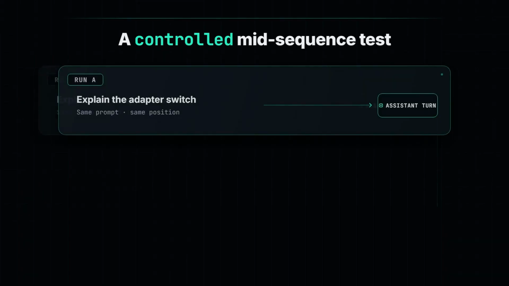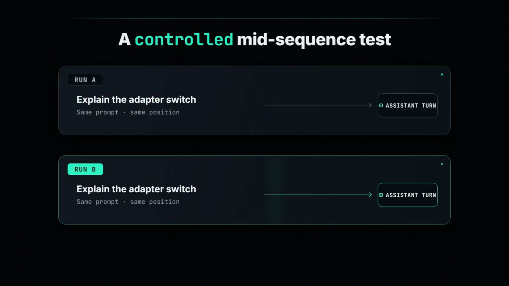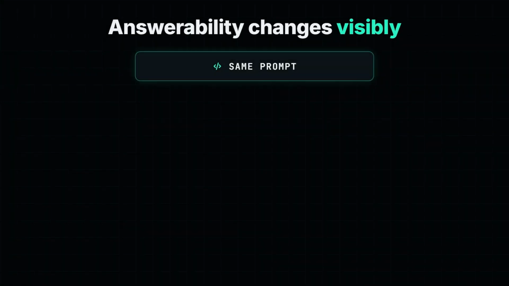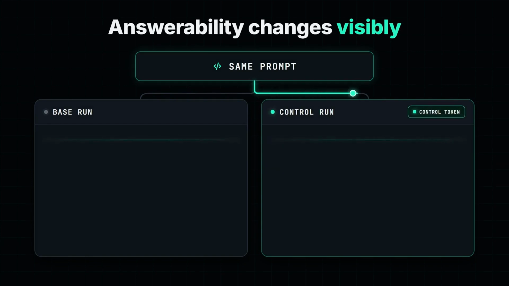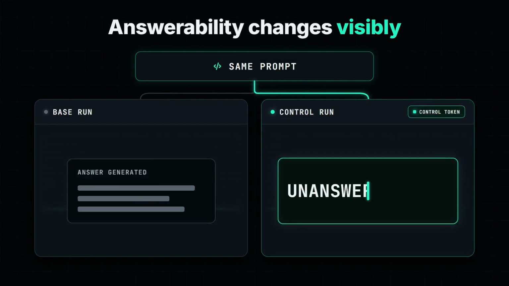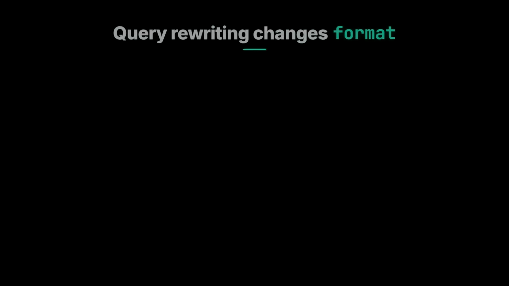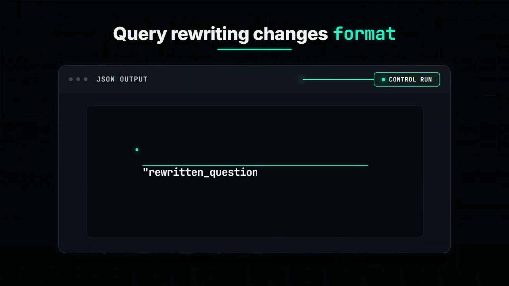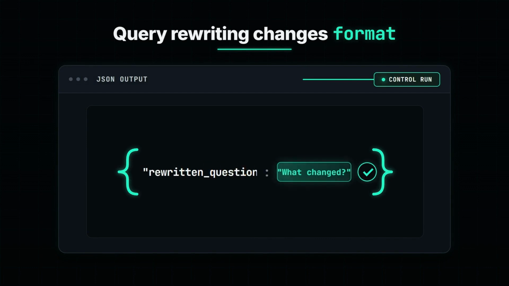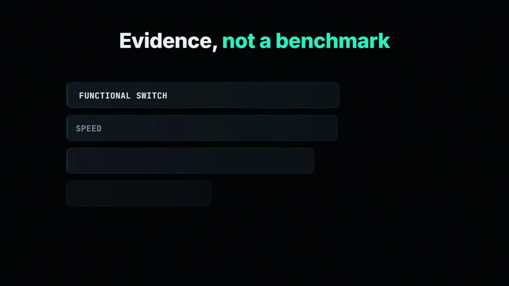The release says the 3 billion checkpoint converted into 842 tensors with stacked dimension 13 and generated through base and control token paths. The Mac demo used the same prompt twice, adding only a control token before the assistant turn to expose switching. In the reported answerability demo, the control token path produced unanswerable, while the paired base run used the same prompt. In the query rewrite demo, the switched path returned a rewritten question JSON object, again from the paired prompt setup. Those runs demonstrate functional switching.